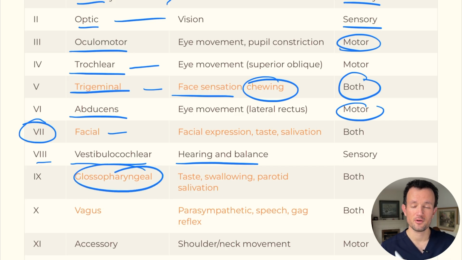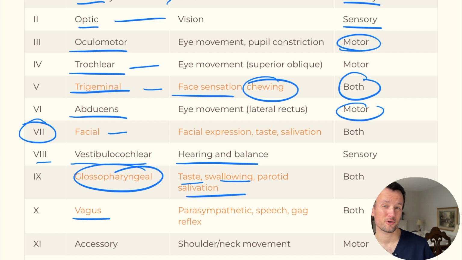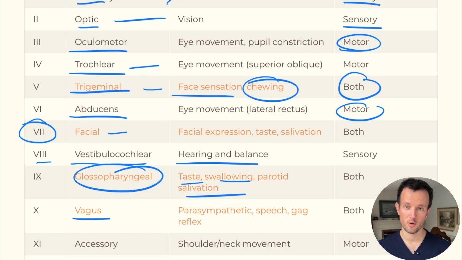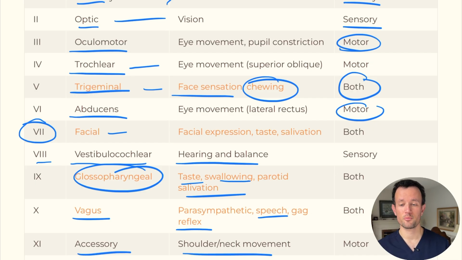9, glossopharyngeal, that's going to be your throat, right? Your tongue and your throat. Taste, swallowing, and parotid salivation. Your vagus means your wandering nerve, like a vagabond. It's a wandering nerve. It goes all over. So that's going to be your speech, your gag reflex, your stomach makes you feel sick. Accessory nerve, that's 11. It's going to be your shoulder movement and neck. And hypoglossal, like lower tongue.